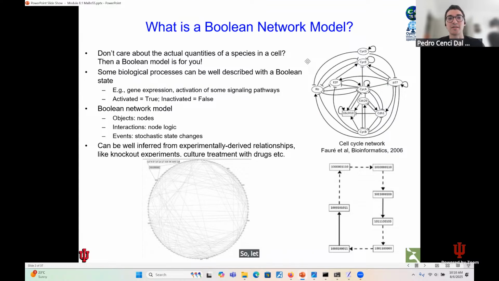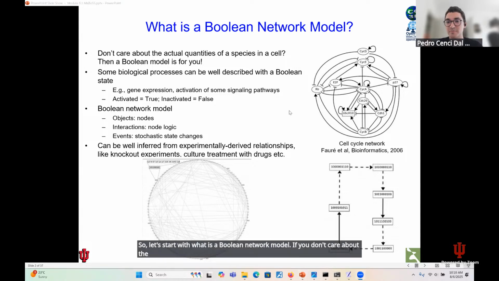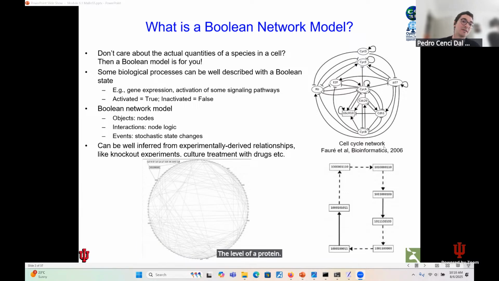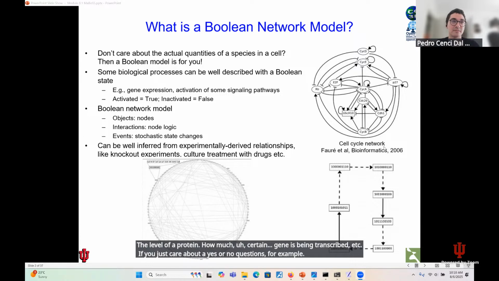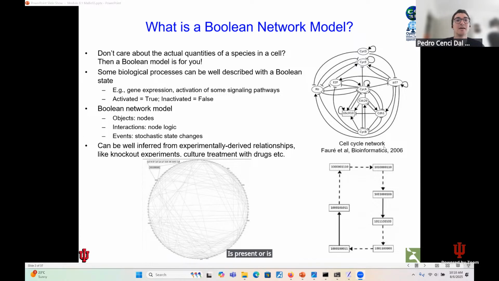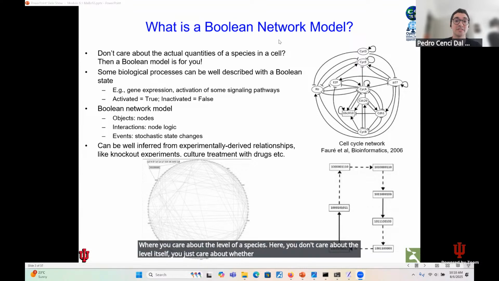So let's start with what is a Boolean network model. If you don't care about the actual quantities of a species in a cell, for example, the level of a protein, how much a certain gene is being transcribed, etc., if you just care about yes or no questions, for example, the protein is present or is absent, the Boolean model is for you. So it is different from the antimony model, which is ODE systems, where you care about the level of a species. Here, you don't care about the level itself, you just care about whether the signal is present or absent.